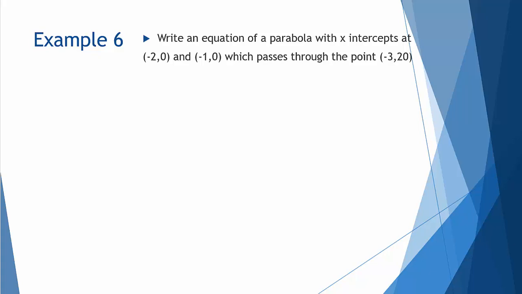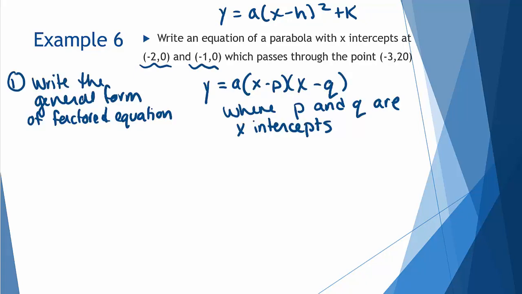Just as a reminder, before, when we had a question like this, we would start with our vertex form and we would plug in the vertex and then we plug in a point and solve for a. But since we are given two x-intercepts, we're going to start with a different general form. So we're going to write the general form for the factored equation.